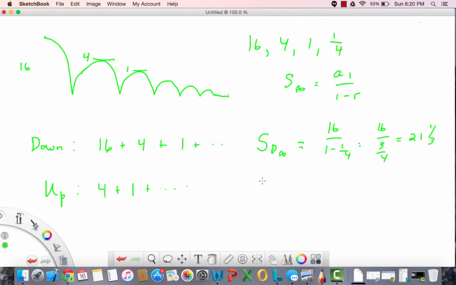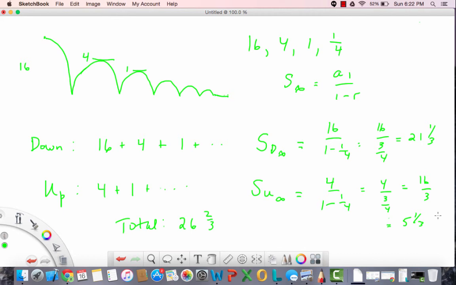Now when we look at the up distances, we have the sum of the up distances as they go to infinity. We use the same formula, but a sub 1 is different. It's no longer 16, it's 4. So we have 4 over 1 minus 1/4, which is 4 over 3/4, which is, multiplying by the reciprocal, 16/3, which is 5 and 1/3. So when we add the total distances up and down, we get the answer, which is 21 and 1/3 plus 5 and 1/3, which is 26 and 2/3.